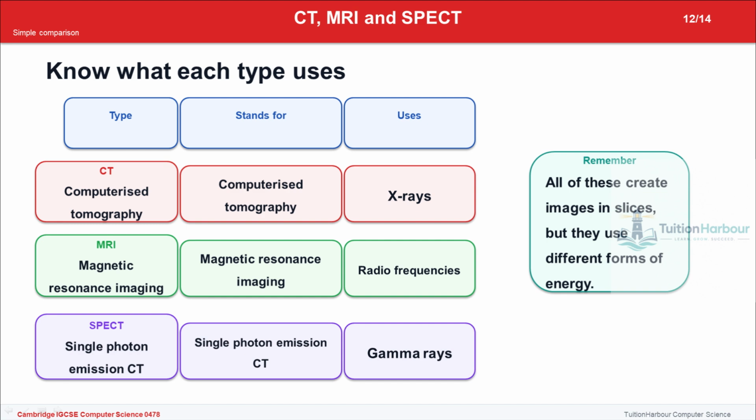CT, MRI and SPECT. CT scanners use X-rays. MRI scanners use radio frequencies. SPECT scanners use gamma rays. They use different technologies, but each produces images of sections inside the body.